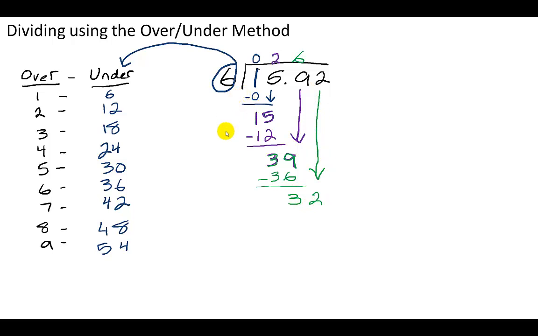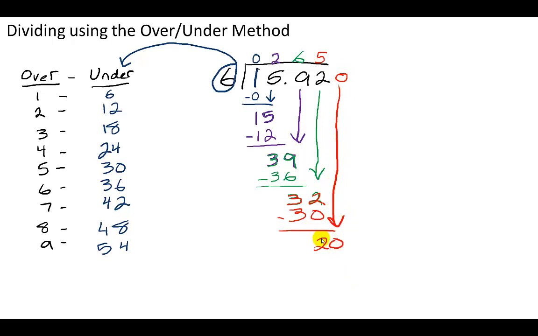So now we have 6 into 32. We're going to look at our over-under list now for 32. So what number is under or equal to 32? That is 30. So 30 goes under the 32. And over our division problem is 5. We're going to subtract. 2 take away nothing is 2. 3 take away 3 is 0. We're not done because we still have the 2. So now we're going to add a 0 and bring it down.